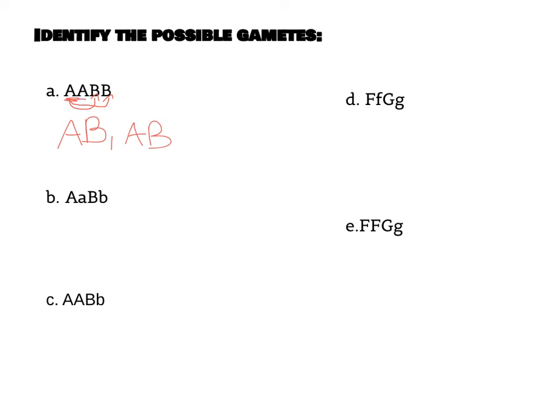Now I'm going to move to my second A. So big A to big B. Big A to big B. All right, so really I just have the one type of gamete that this guy can make.